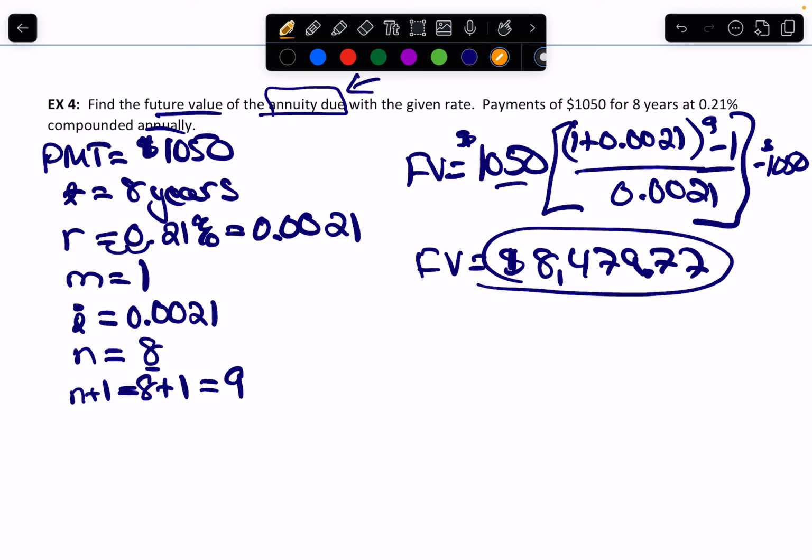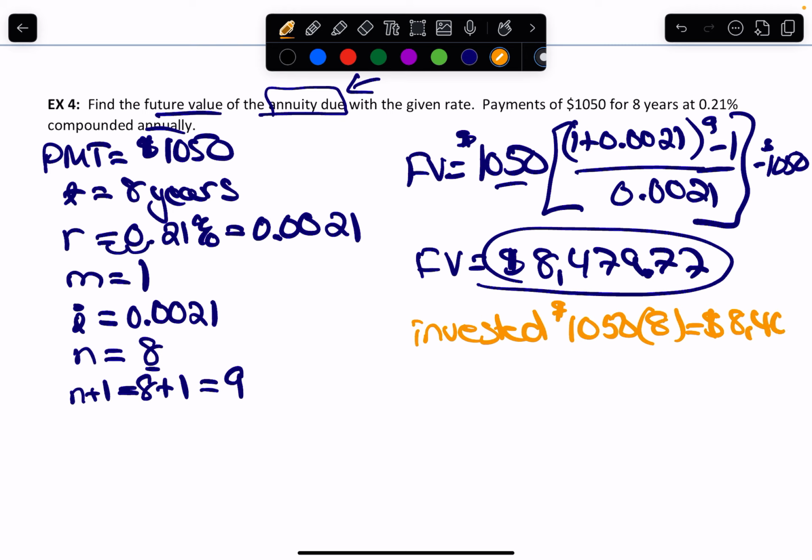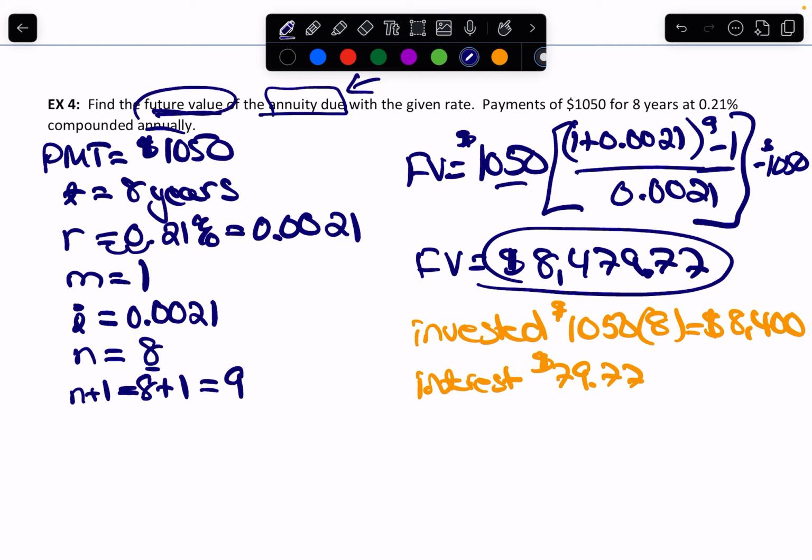How much was invested? Just out of curiosity, that was 1,050 times 8, which is 8,400. So when we do the subtraction from the future value, interest is going to be $79.77. But again, it was just asking us to find the future value, which is this number right here.